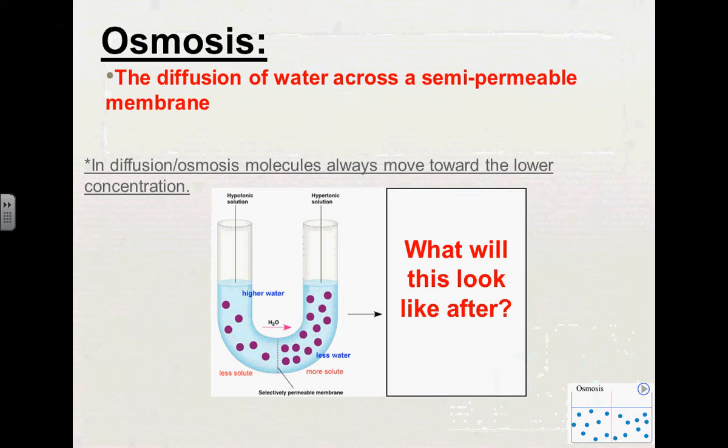So if we think about an example, I'm going to put this up for a minute. We actually have this apparatus. Okay? It's a U-tube. It's this U-shaped tube of plastic. It comes in two pieces.